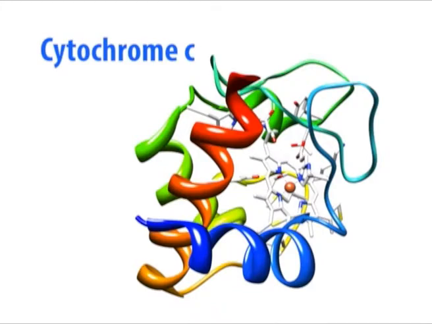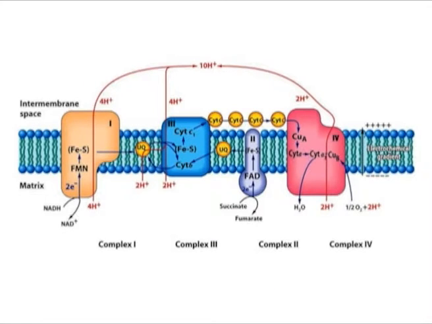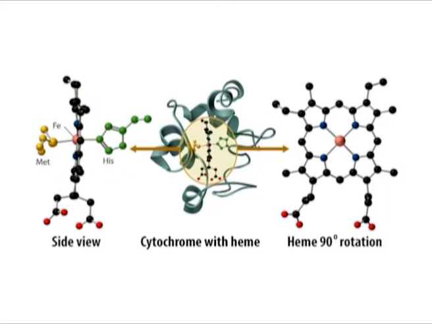It is not a part of any complex. Now, the second one is cytochrome C. It is a peripheral membrane protein associated with the outer face of the membrane, which transports electrons and protons from complex 3 to complex 4. Cytochromes are heme containing proteins which contain iron. It is also not a part of any complex.